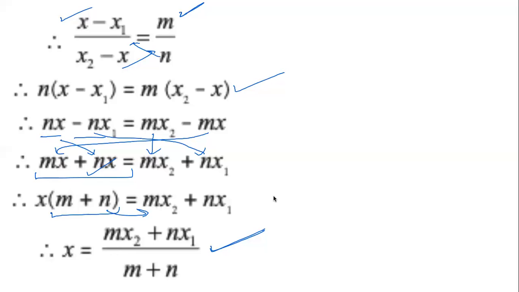When we say we have found the value of x, how are we saying that? Because we know the ratio m is to n, so we know m and we know n. We also know the points A and B, so we know x1 and x2. So putting the values of m and n and x1 and x2 in the formula, we can find the x coordinate of the point P. Similar algebra, similar geometry can be used to find the y coordinate. Let us try to do that.